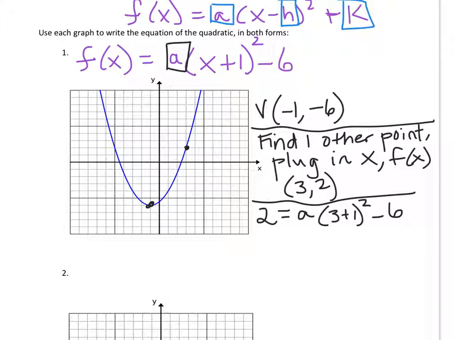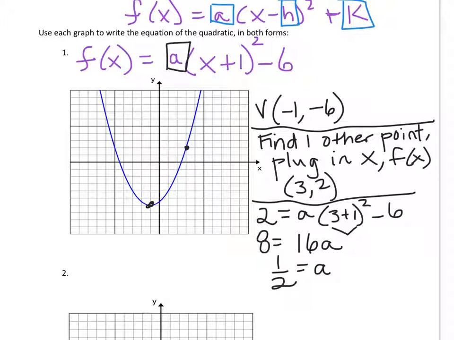And once I do that, I've got just a one variable equation that I'm going to solve. So I'm going to write the 6 over here and bring that over as an 8. And then what I have right here is 4 squared, so I really have 16a right there. So a must be 1/2.